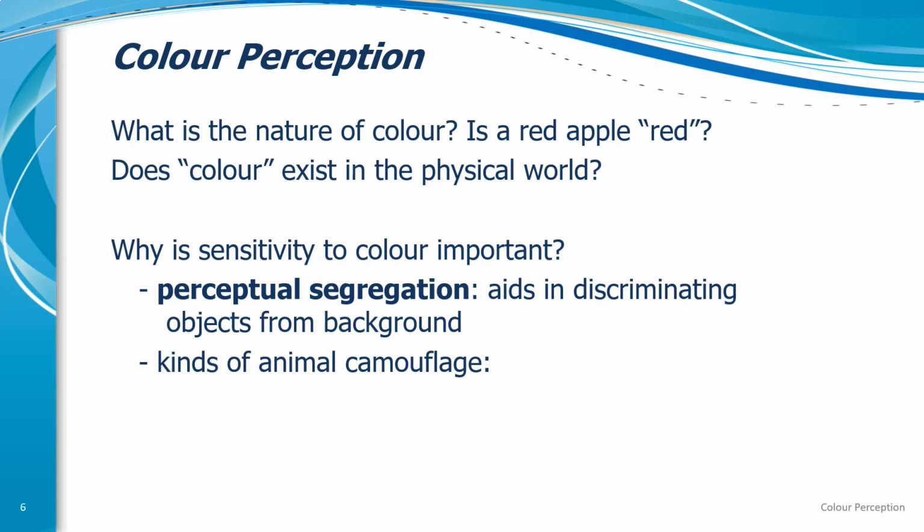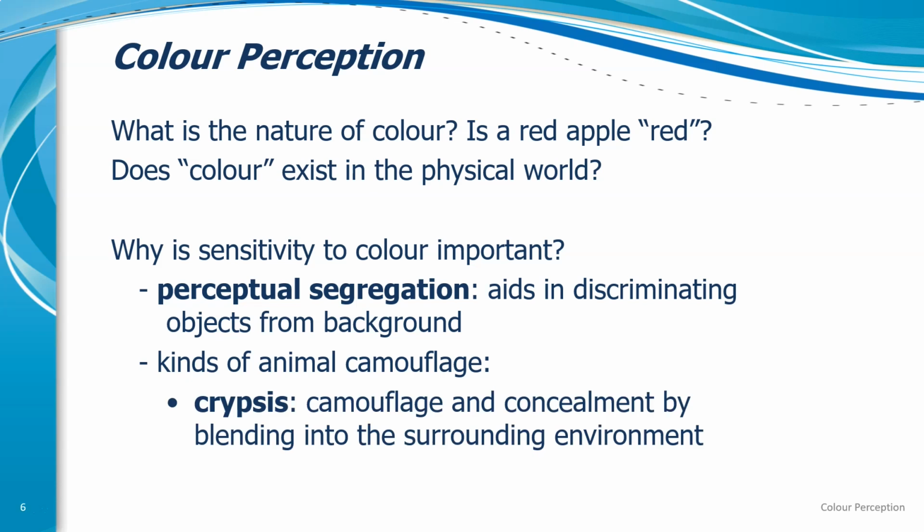And in researching this, it turns out that camouflage isn't one thing. There are different kinds of camouflage. Who knew? So I just want to go through these 4 types of camouflage. One is called crypsis.